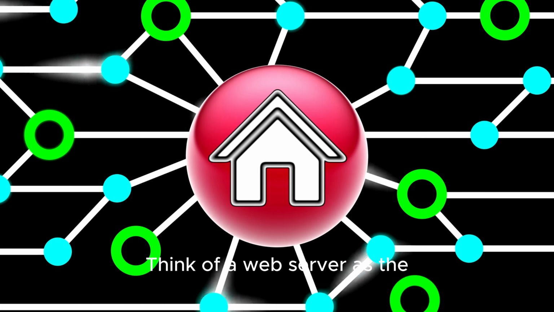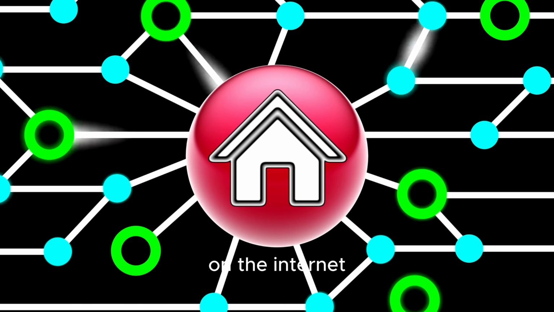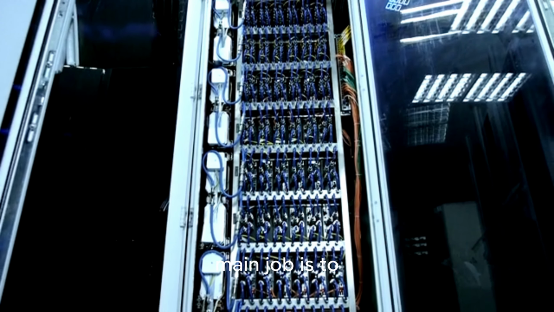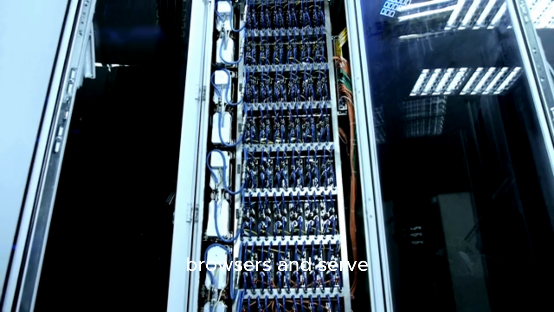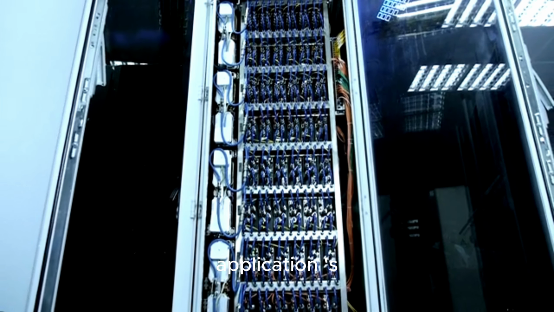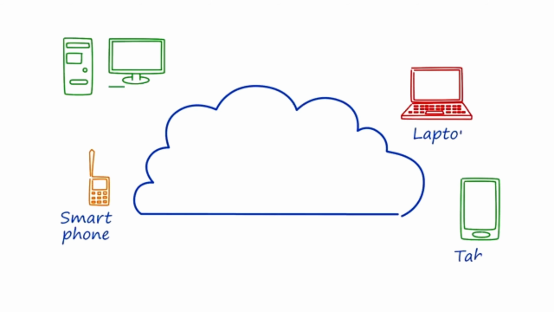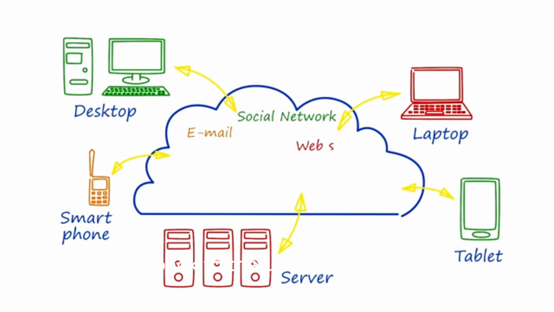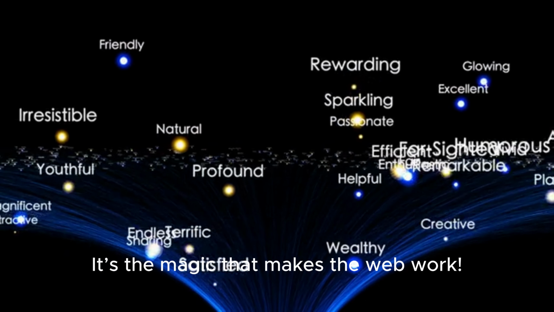Think of a web server as the home for your application on the internet. It's a powerful computer that's always on, always connected, and its main job is to listen for requests from users' browsers and serve them your application as files. When someone types your website's address into their browser, they're really just sending a request to your server. The server then finds the right files: HTML, CSS, JavaScript, images, and sends them back to the user's browser, which then assembles and displays the web page. It's the magic that makes the web work.